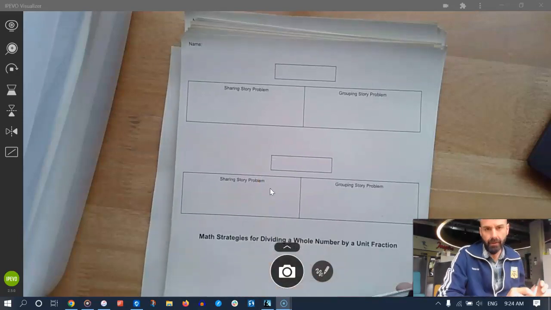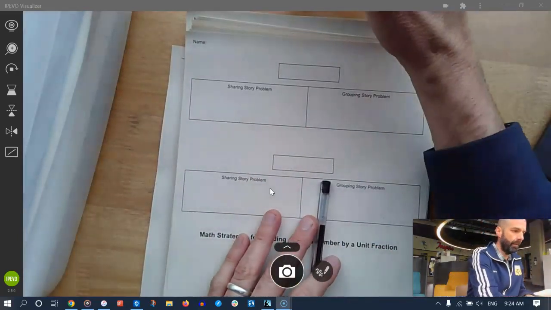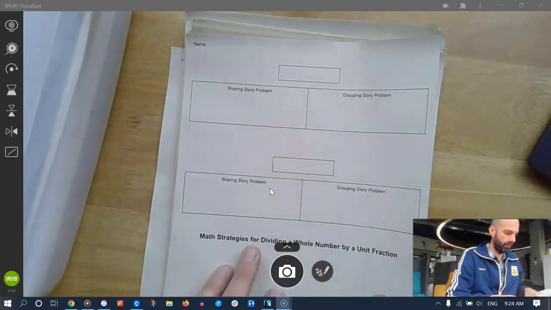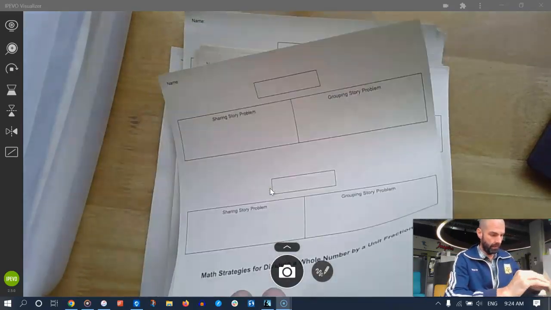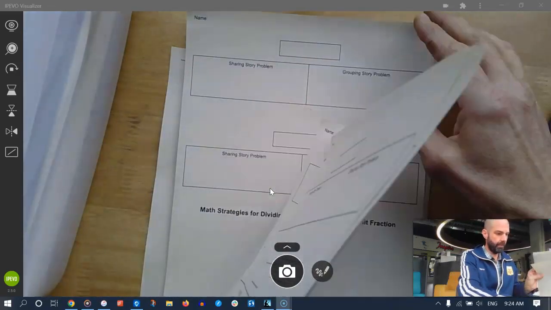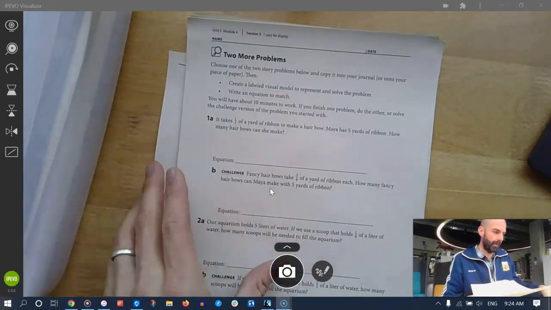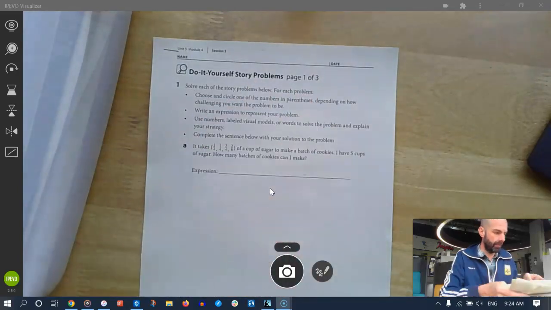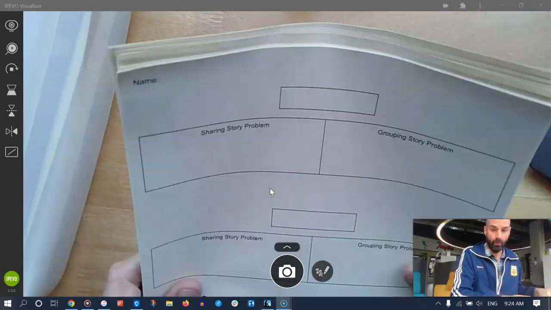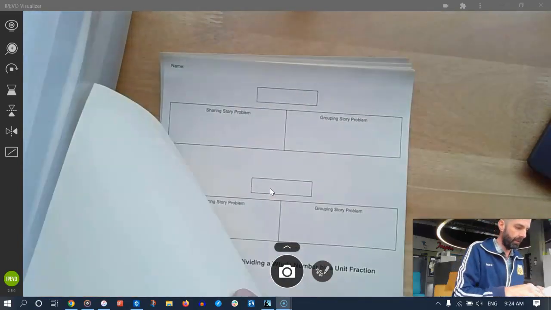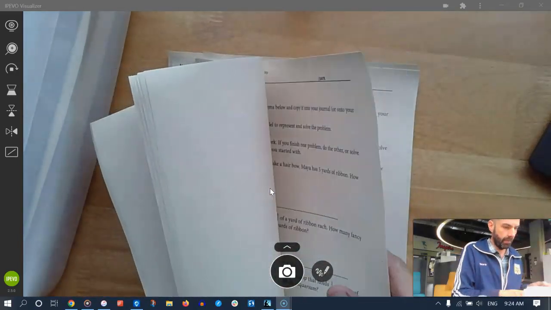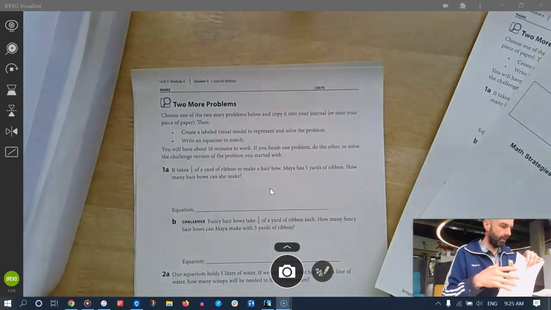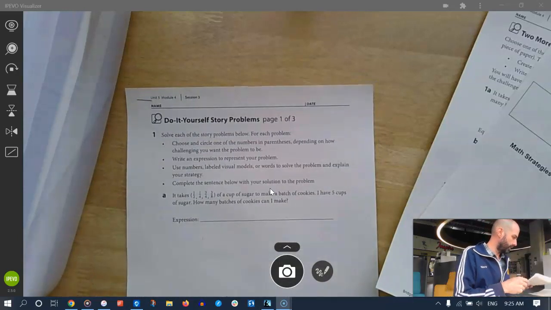All right, hi everybody. So you should have a bunch of different papers for this one. You should have this page, and then you should also have the two more problems page, and you should have the do-it-yourself story problems, which is 3 pages. All right, that's the order we're going to do them in as well. We'll have 1, 2 problems sheet, one of these, and one of those.